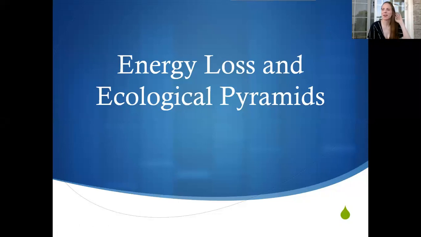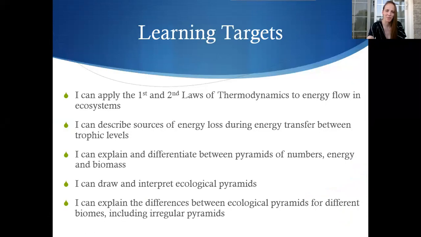One of the things we're going to be talking about is the amount of energy that is lost as it moves from one trophic level to another. And then, like I said, we're also going to be looking at some things called pyramids. So the first thing that you need to be able to do is talk about the first and second law of thermodynamics in terms of how energy moves through different ecosystems. Then we're going to look at why energy is lost during this process.